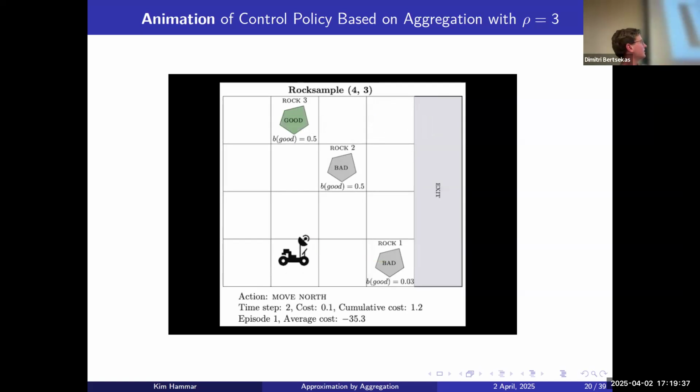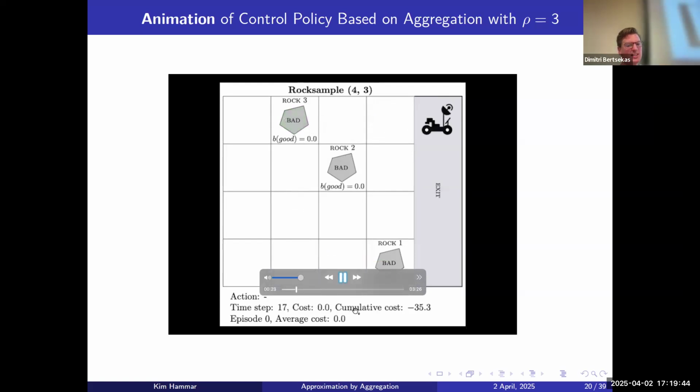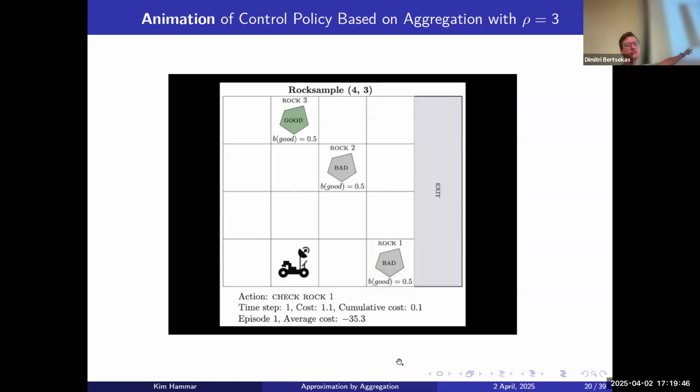Yeah, exactly. And I can show you here. You will see in the beginning here that it uses the sensor and then the belief of that rock becomes like 0.03 because it uses the sensor from some distance, which means that it's not completely certain, even though it sensed it, whether it's good or not because of the noise. So that incorporates.